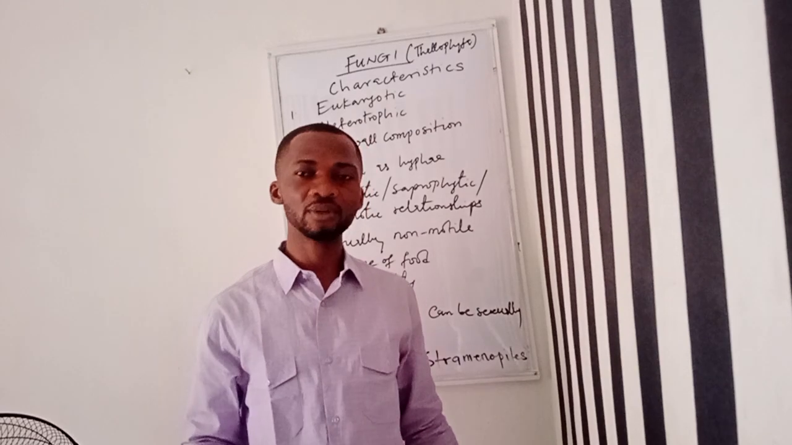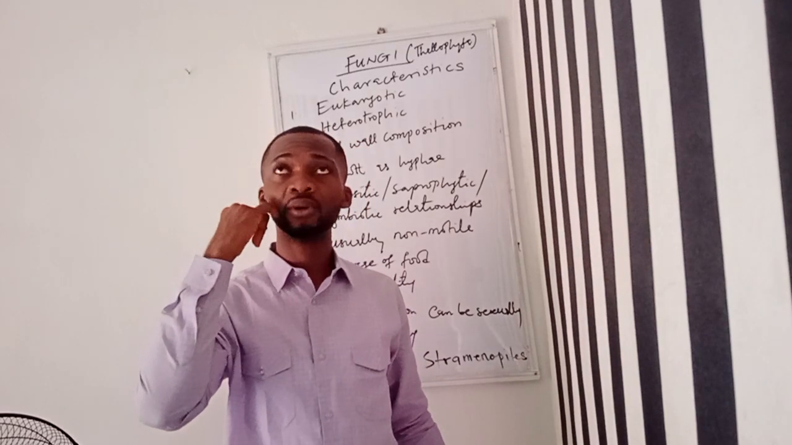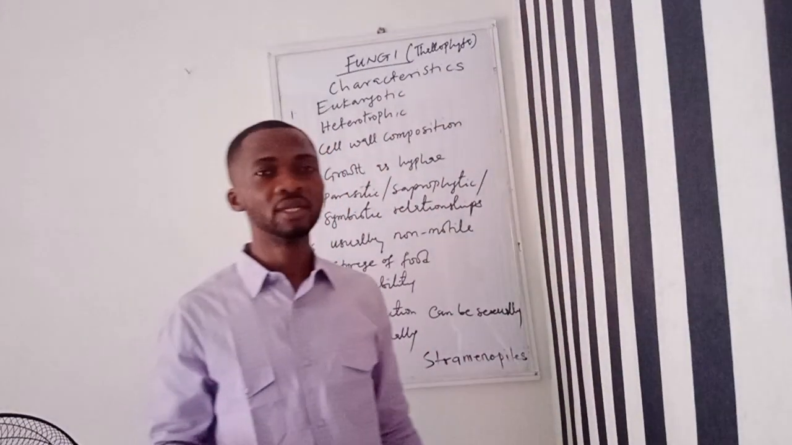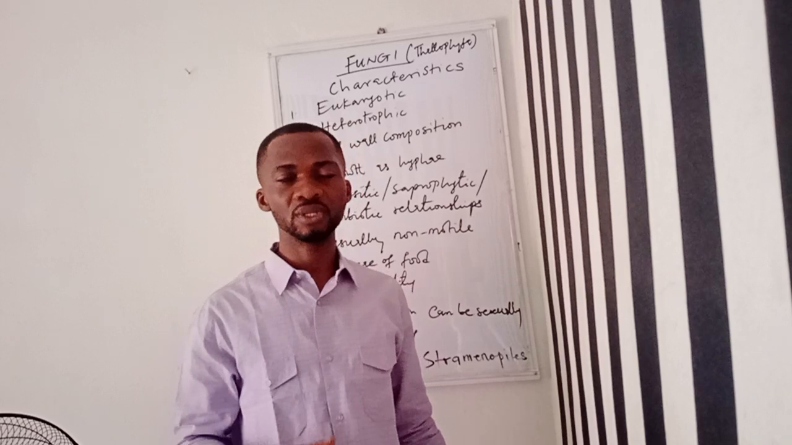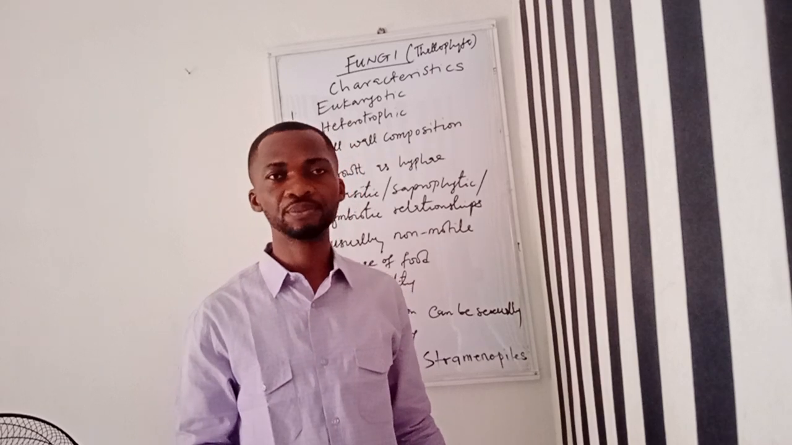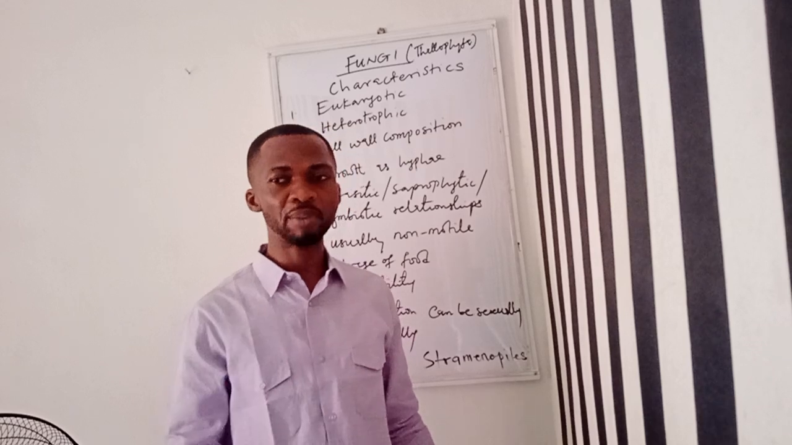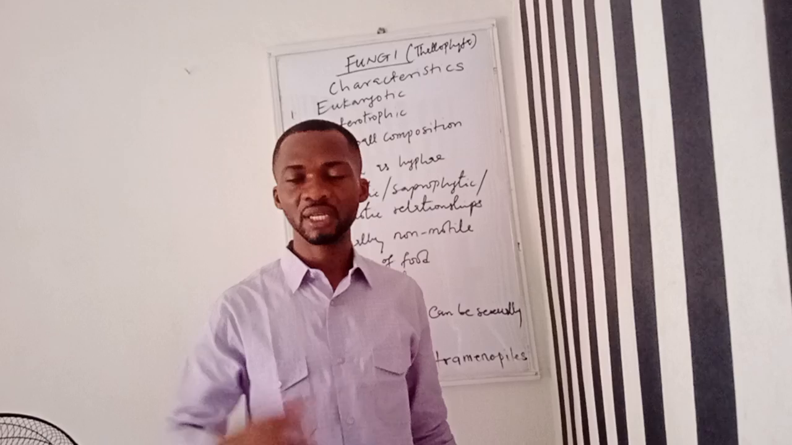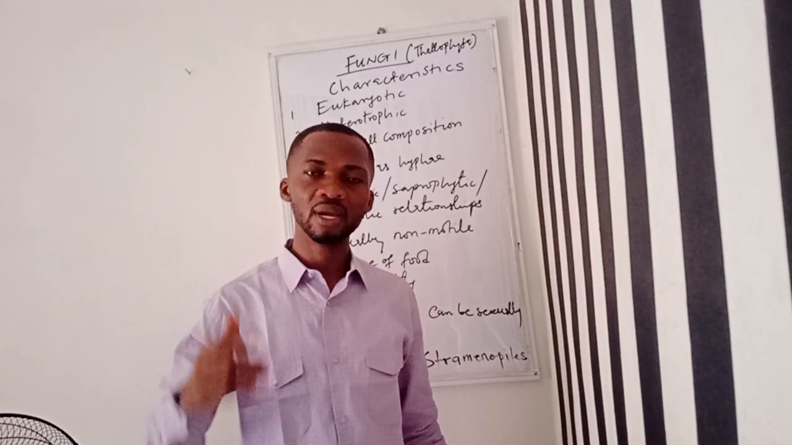When we say that an organism has a talus-like body, or is categorized under Talophyta, the reason is because this group of plants cannot be differentiated. They have a kind of body that cannot be differentiated into leaf, stem, and roots.